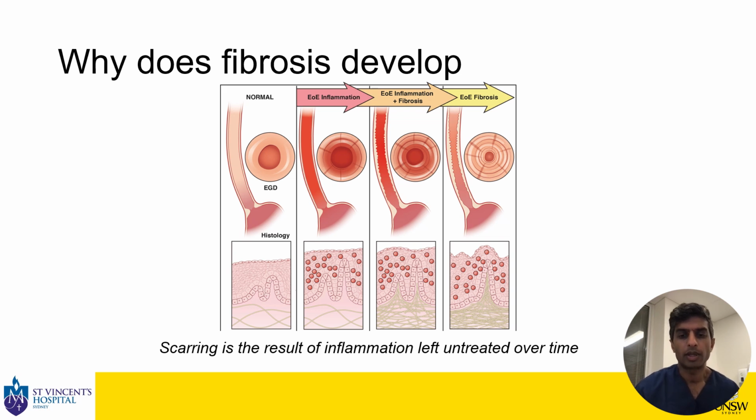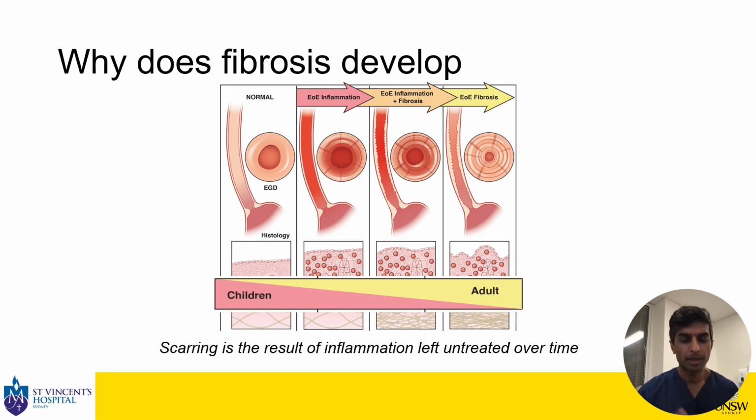But in general, we know that the longer the duration of untreated EoE, the more likely it is that this fibrosis or scarring develops. Because of this, we tend to see fibrosis or scarring more in adults than in children, simply because they've typically had the condition for longer. And as I said, importantly, not everyone will progress to fibrosis, but it's a useful way of understanding how this develops.